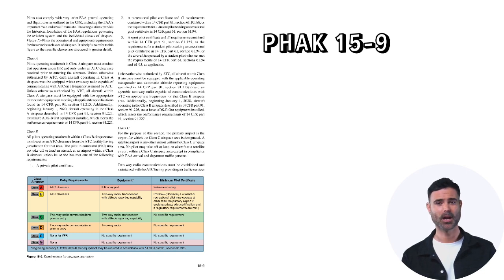Class A. Pilots operating an aircraft in Class A airspace must conduct that operation under IFR and only under an ATC clearance received prior to entering the airspace. Unless otherwise authorized by ATC, each aircraft operating in Class A airspace must be equipped with a two-way radio capable of communicating with ATC on a frequency assigned by ATC.